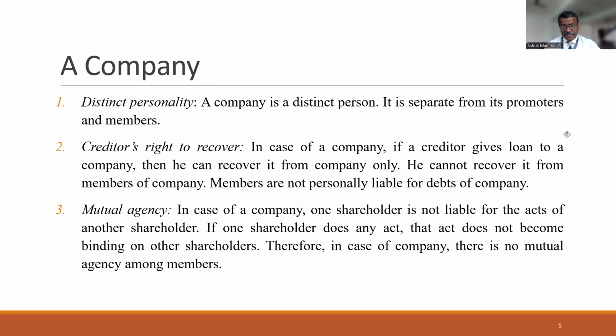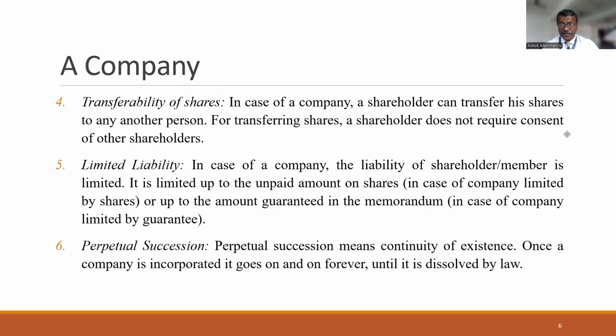Mutual agency: one shareholder in the company is not liable for the act of the other. Having said this, the cumulative fact is there in the company, but we say that there is mutual agency. One person is not liable for the act of the other. Other things: transferability of shares. You can transfer shares from one individual to another. You don't need the consent of any other person.